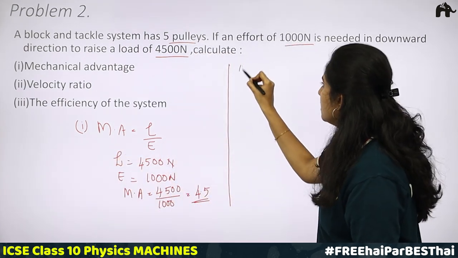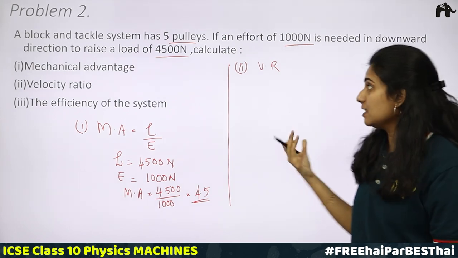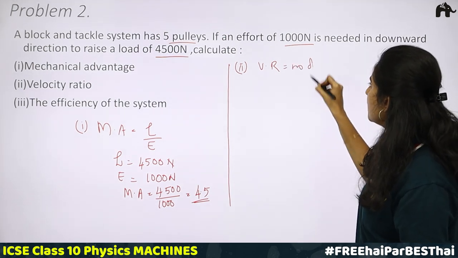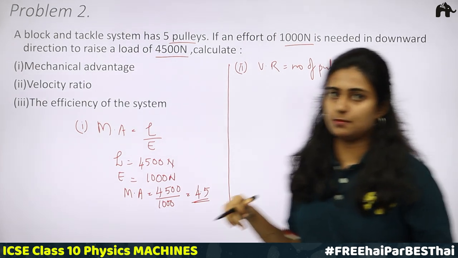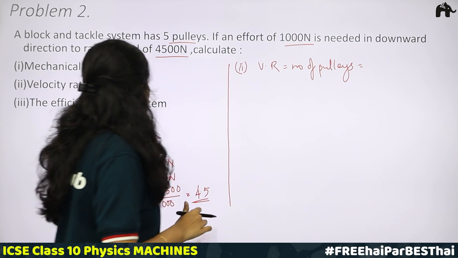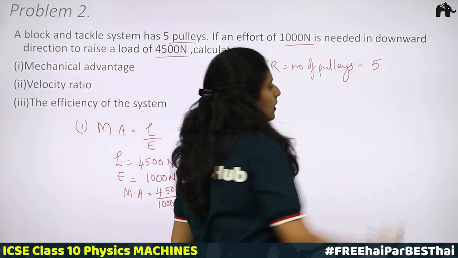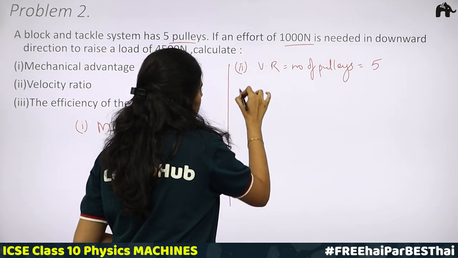Now the velocity ratio. Velocity ratio in a block and tackle system, we know, will be equal to the number of pulleys used, the number of pulleys in the system. Here it is given that the number of pulleys is equal to 5. Therefore, velocity ratio will be equal to 5. Clear? Now, the third one, efficiency.